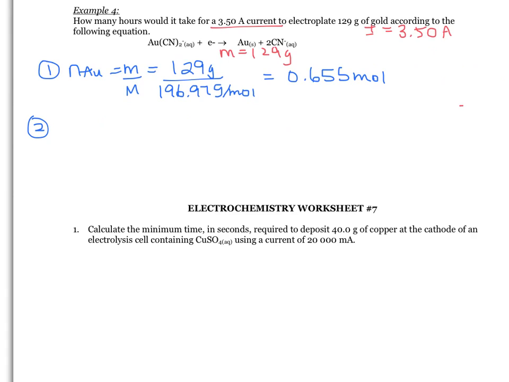Now that we have the number of moles of gold, we can find the number of moles of electrons using stoichiometry. The number of moles given times the coefficient required. We're required to find the number of moles of electrons. That has a coefficient of 1. We're given information about solid gold that also has a coefficient of 1, so the number of moles does not change.